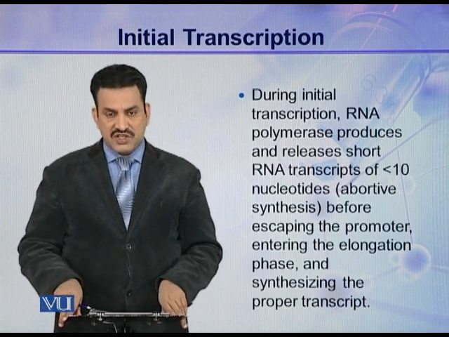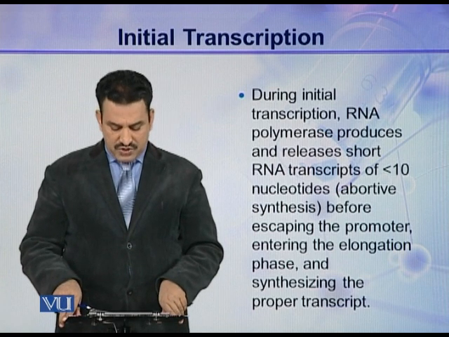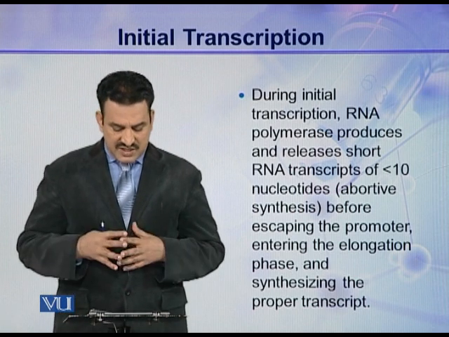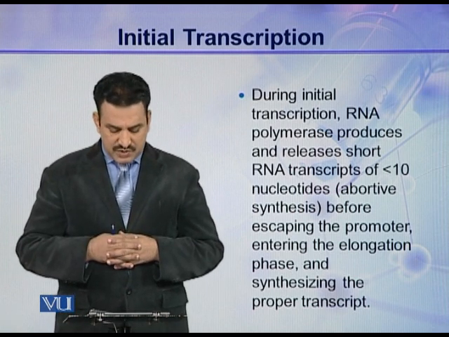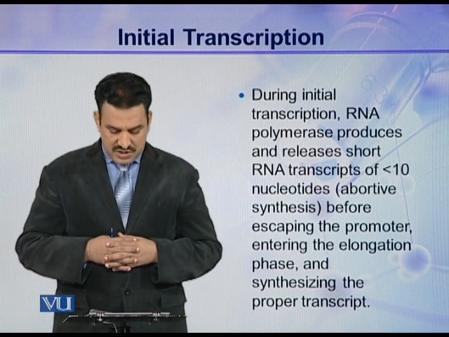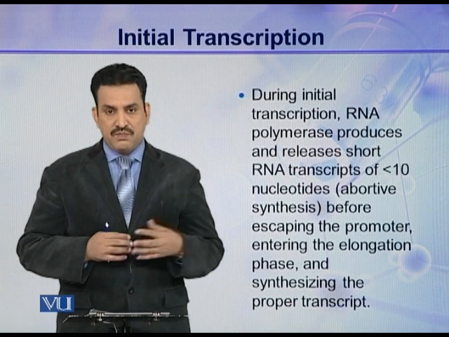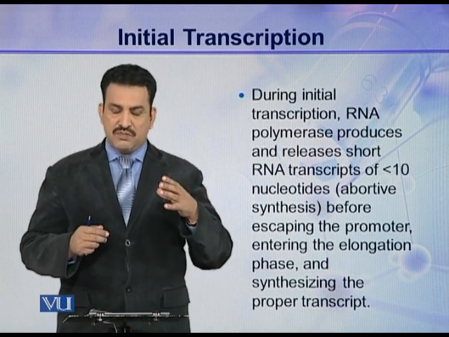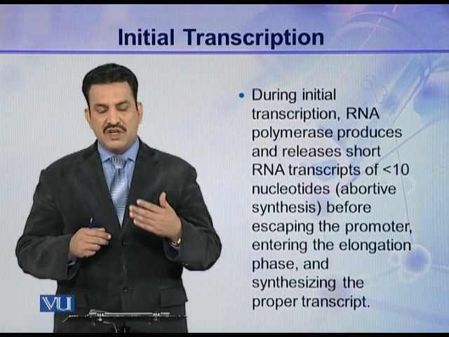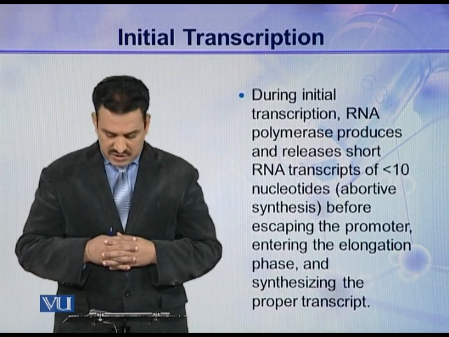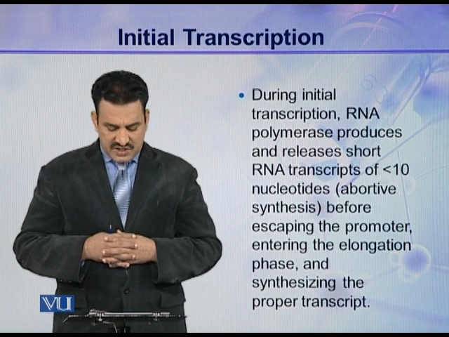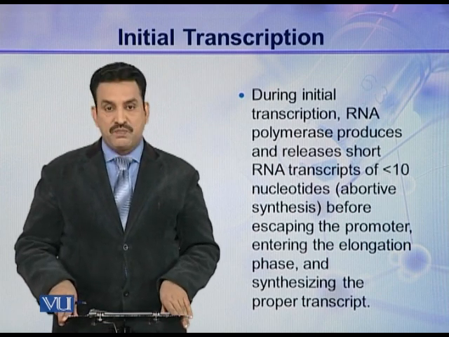During initial transcription, RNA polymerase produces and releases short RNA transcripts of less than 10 nucleotides, and this synthesis is called abortive synthesis, before escaping the promoter. So when the polymerase escapes the promoter, it does the abortive synthesis, and then it enters the elongation phase and synthesizes the proper transcript.